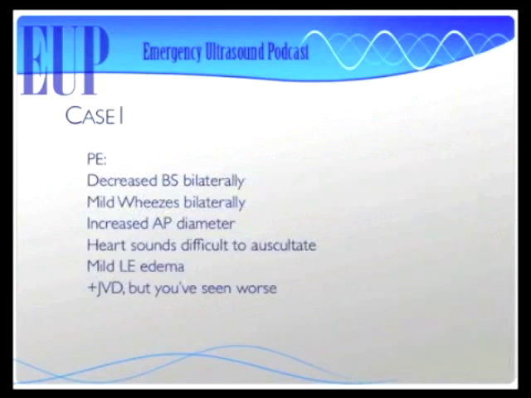So you do a physical exam because you want to try to impress your attending. And he's got some decreased breath sounds bilaterally. He's got some mild wheezes bilaterally. He's got increased AP diameter. Heart sounds are sort of difficult to auscultate, but you do notice that he's got a little bit of lower extremity edema and some JVD, but really you've seen worse.